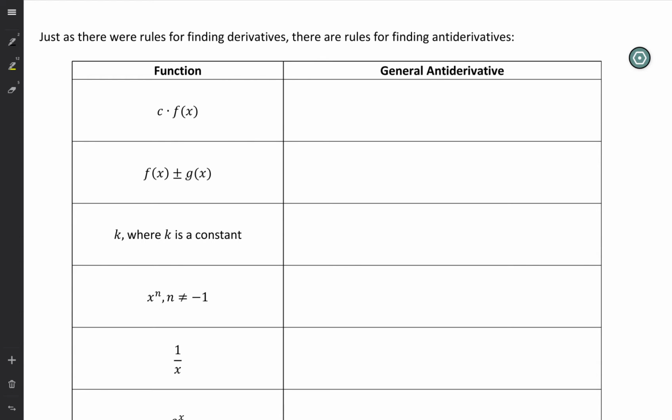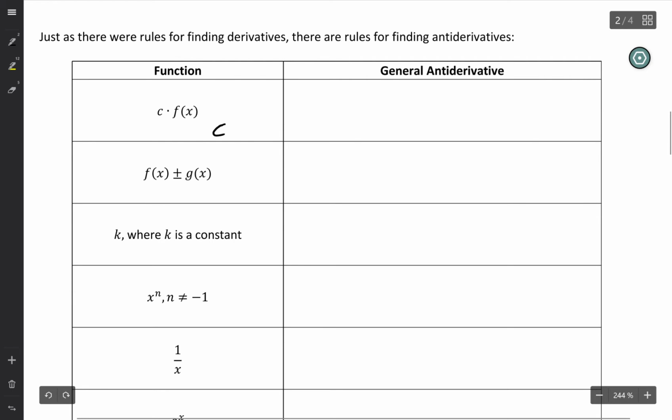Okay, so if you have some function that is a constant times a function, like c times x squared, where c is just some constant, the antiderivative is just c times the antiderivative of your function. Okay, so it pulls out, and then don't forget that plus c.